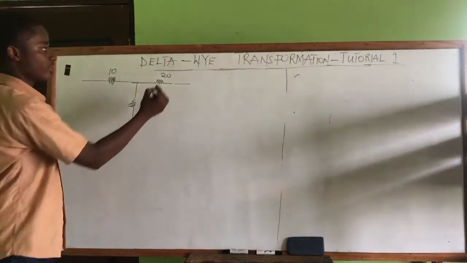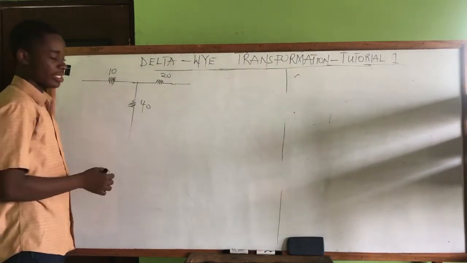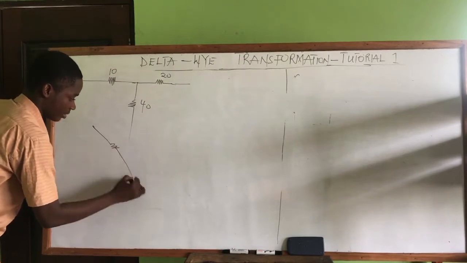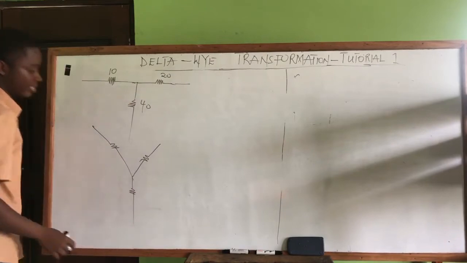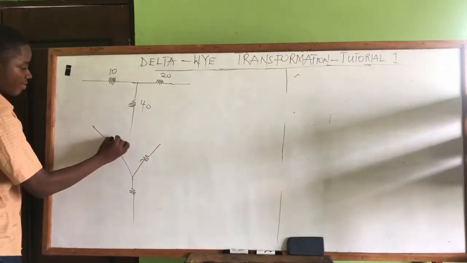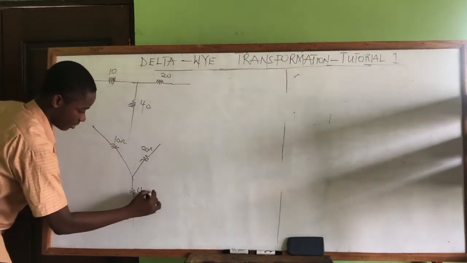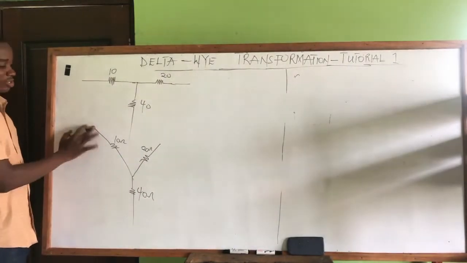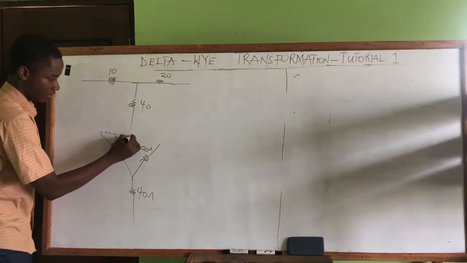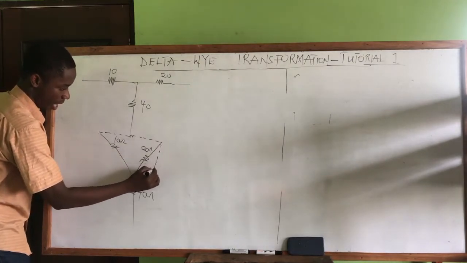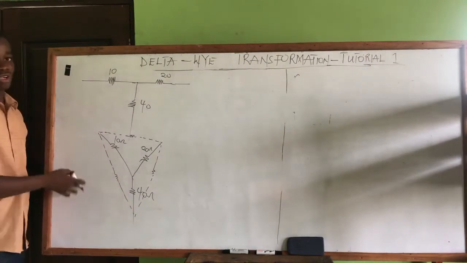So if you are not used to the T, you can just draw the Y version of this, which looks like this. If you are not okay with the T, just draw it in Y. We have our 10 here, you have your 20, and your 40. You can work with this one because they are the same thing. Now you draw your delta around your Y. You draw your delta neatly. Just use some broken lines to draw your delta.